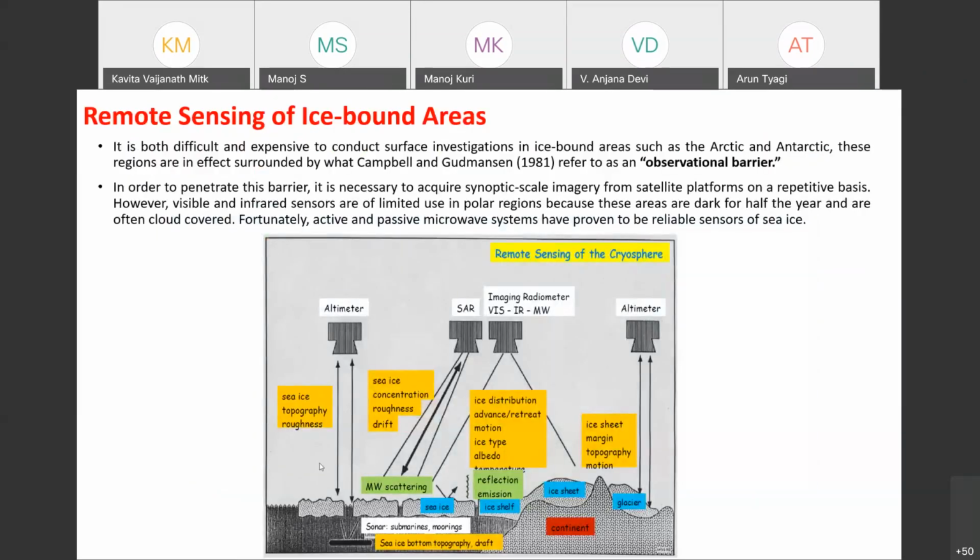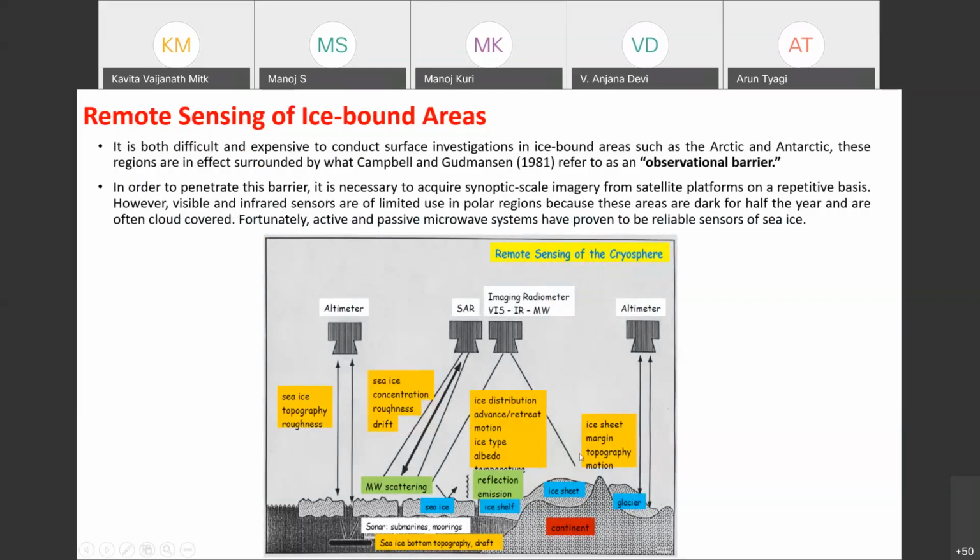Basically, why we go for remote sensing in polar regions is obvious, because those are very inaccessible, and the regions are cold for most of the year. So that's why we go for remote sensing technology.